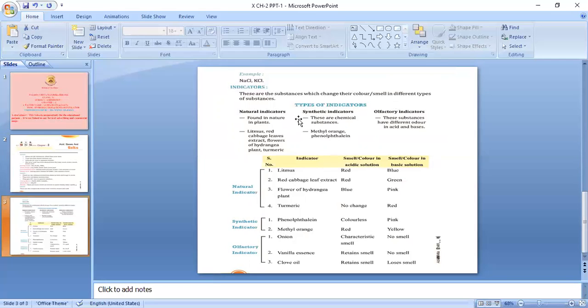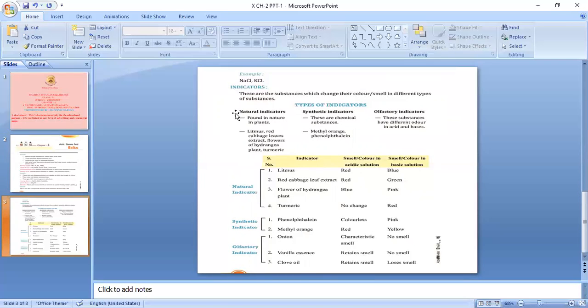The natural and synthetic indicators both change the color of the substance to which they are added, and they indicate the nature of that substance by changing color. But the olfactory indicators do not change the color. They indicate the medium of the substances by changing the smell. So let's discuss them one by one.